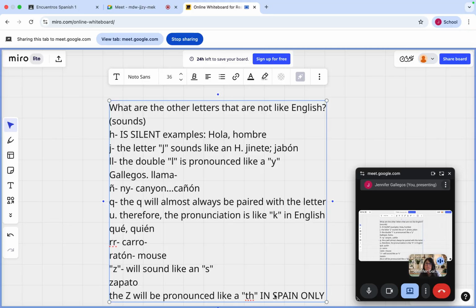So that concludes the lesson for today about the sounds of Spanish. And now what we're going to do is a little bit of practice and dictation so that you can see how much you've learned. Vale?